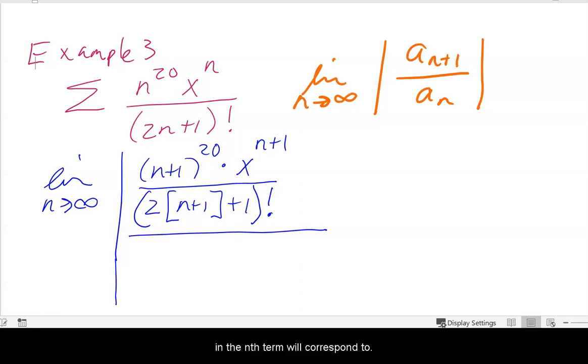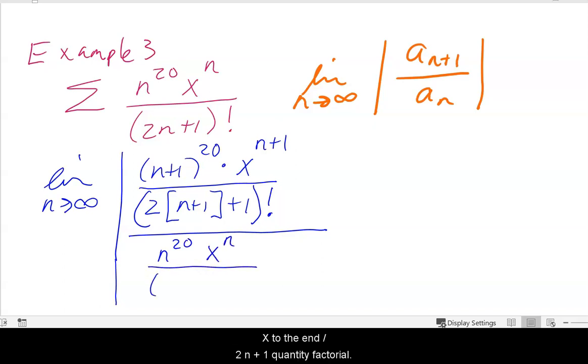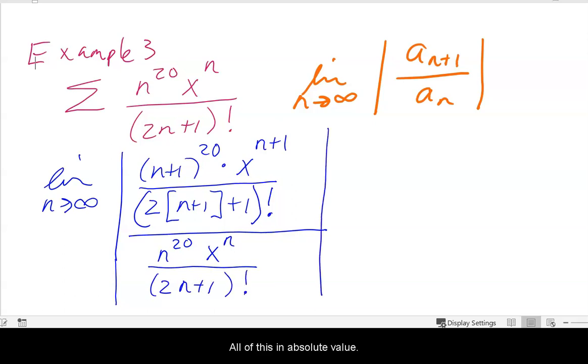divided by, and now we need the nth term, and the nth term will correspond to n to the 20th, x to the nth, divided by 2n plus 1 quantity factorial. All of this in absolute values. In order to do the division, we'll take the denominator fraction and take its reciprocal and multiply by it. Let's rewrite that now. Go ahead and pause the video and work out the algebra yourself, then turn the video back on and check to see if you have what I have.